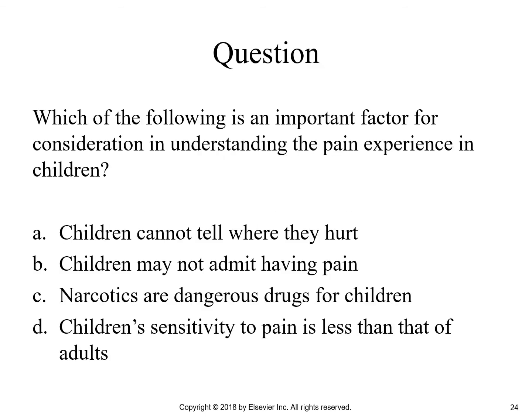And your question for this chapter is, which of the following is an important factor for consideration in understanding the pain experience in children? A, children cannot tell where they hurt. B, children may not admit having pain. C, narcotics are dangerous drugs for children. Or D, children's sensitivity to pain is less than that of adults. I'll give you a minute to think about this.